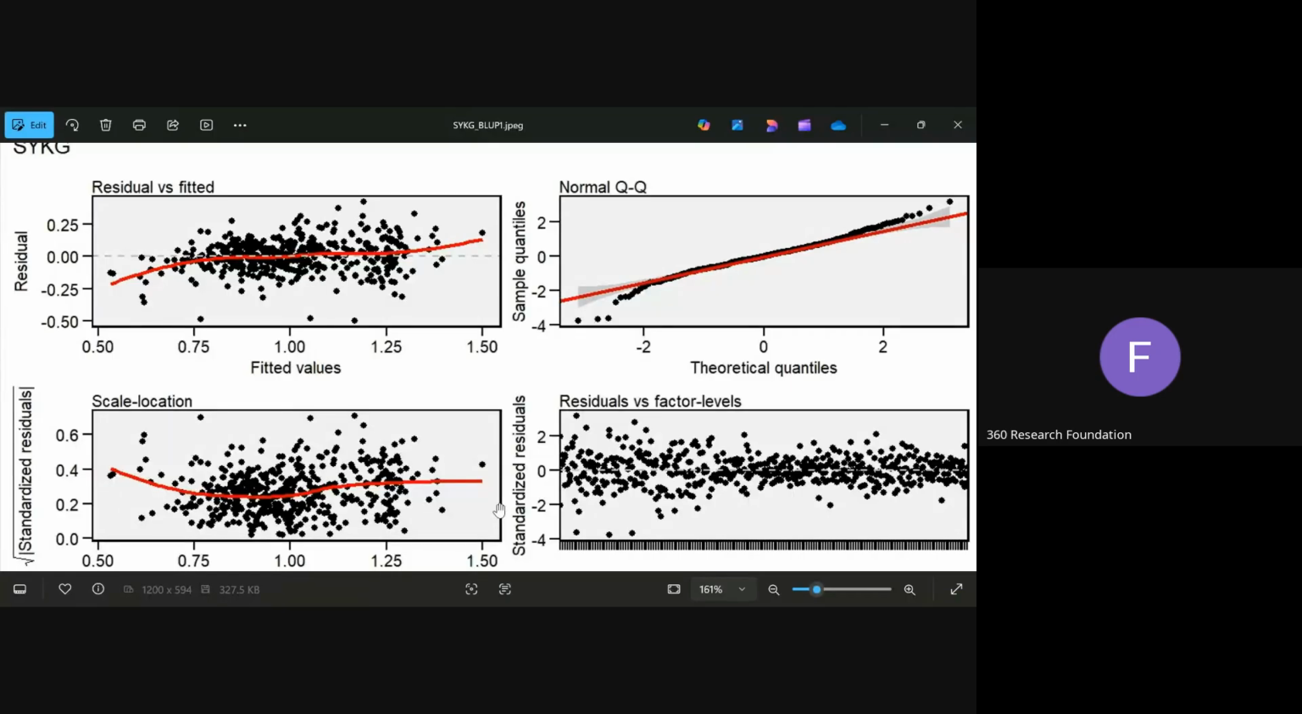So does that mean the residual variance is constant? No. The residual variance is not perfectly constant. But for some data points it is showing flat lines, so in that case you can accept this model.